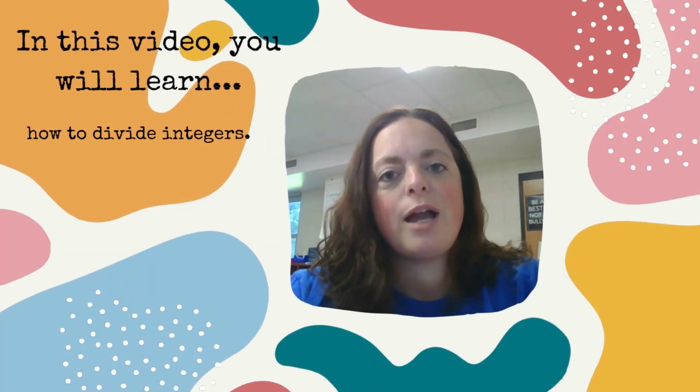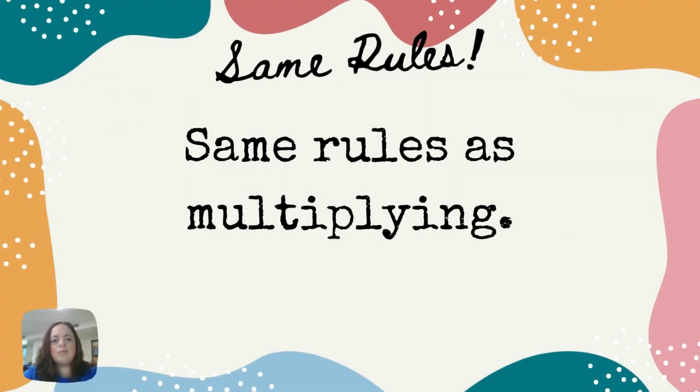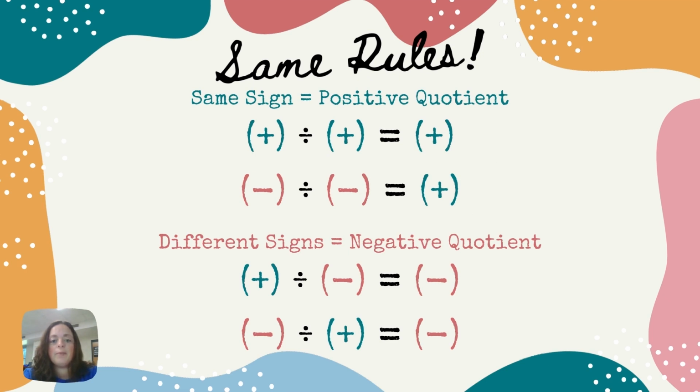In this video, you will learn how to divide integers. The great news is that if you already know how to multiply integers, just like when you're multiplying, if you divide two integers with the same signs, positive and positive or negative and negative, then your answer will be positive. But if you're dividing two numbers with different signs, like positive and negative, or negative divided by positive, then your answer will be negative. Same signs, positive answer, different signs, negative answer.